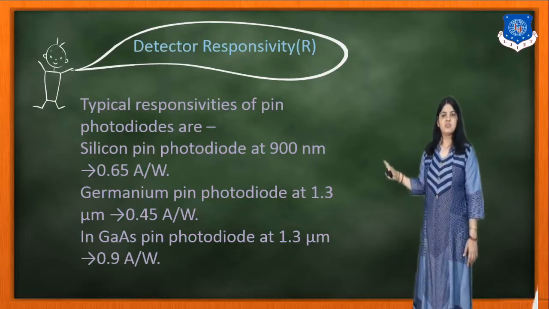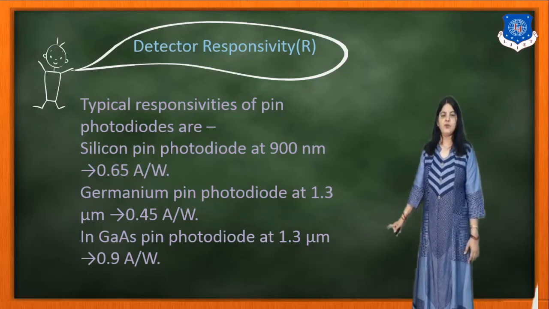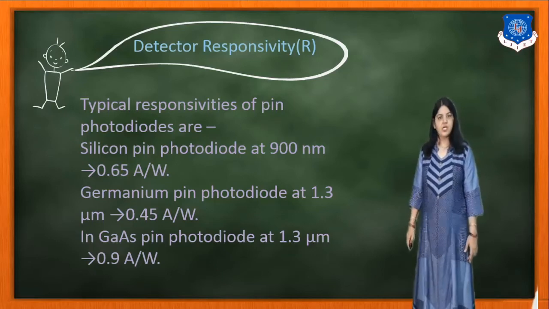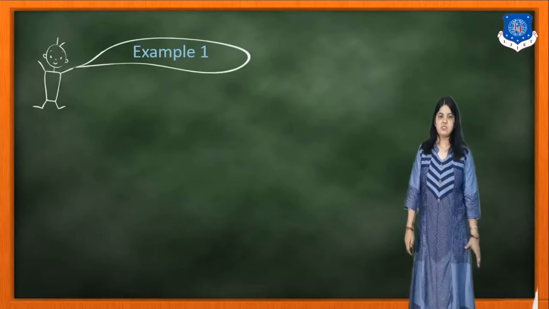The typical values for PIN photodiodes are: silicon PIN photodiode at 900 nanometers, 0.65 ampere per watt; germanium PIN photodiode at 1.3 micrometers, 0.45 ampere per watt; and GaAs PIN photodiode at 1.3 micrometers, 0.9 ampere per watt. So these are the typical values.